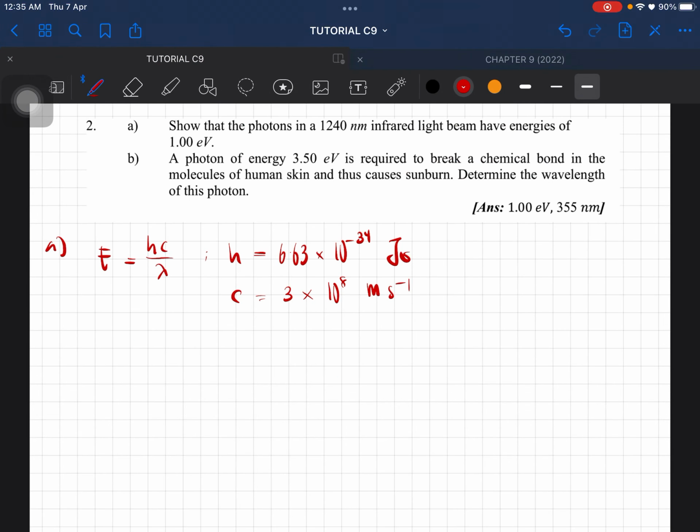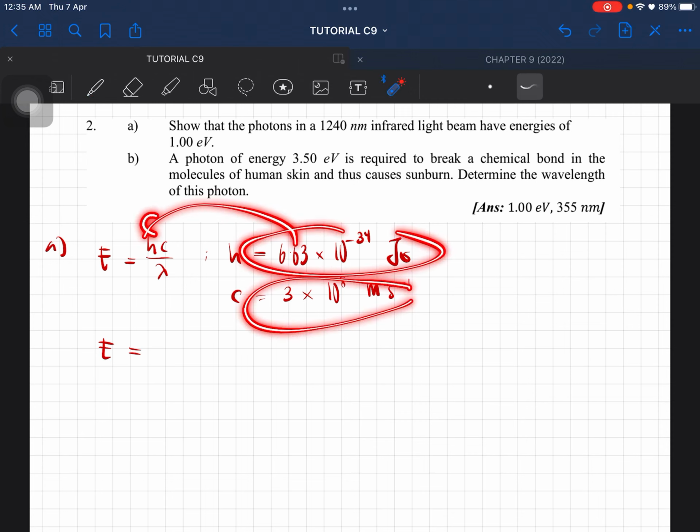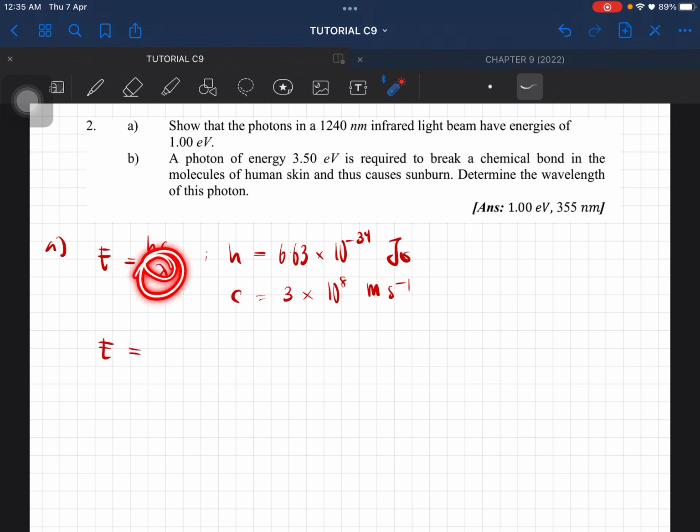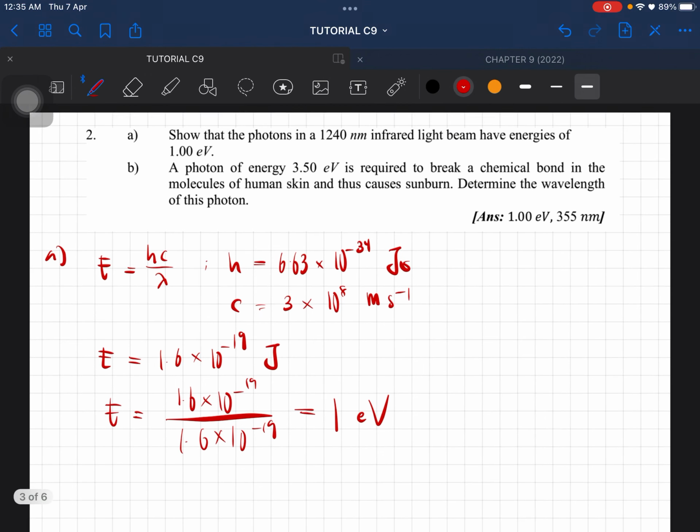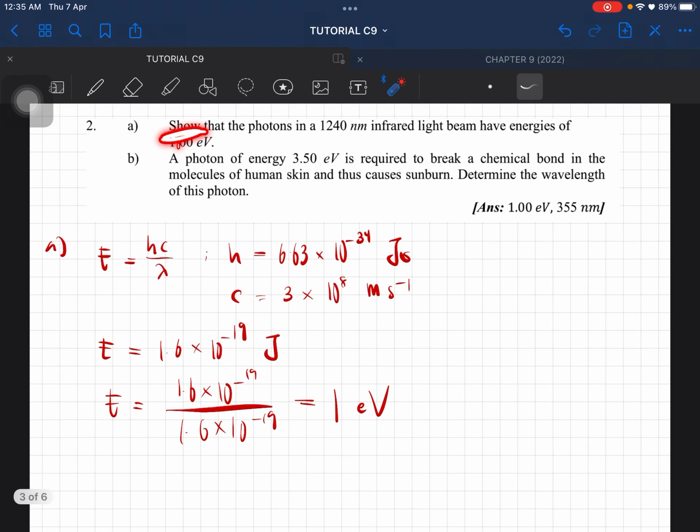Okay, so now we are going to calculate the energy. Substitute this into here, and the lambda is going to be 1240 nanometer. So that would give us 1.6 times 10 to the power of negative 19 joule. Okay, so that is now in joule, but then we have to show that it would be equal to 1 electron volt. So E is going to be divided by the same value, which is 1.6 times 10 to the negative 19, gives us 1 electron volt. Okay, so that is what they are asking by showing.